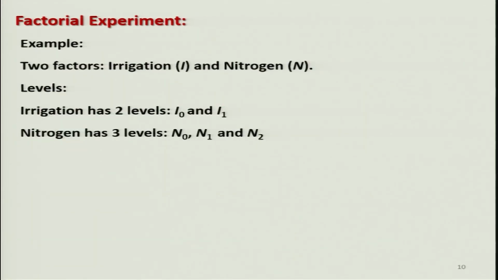Right. So now you can recall that in this case I have taken only 2 factors with 2 levels each. But as I discussed in the last lecture also, we can have different types of situations, that we can have 2 factors, say for example irrigation and nitrogen, and they may have different levels. For example, irrigation may have 2 levels indicated by say I0, I1. The nitrogen may have 3 levels indicated by N0, N1, N2, etc.